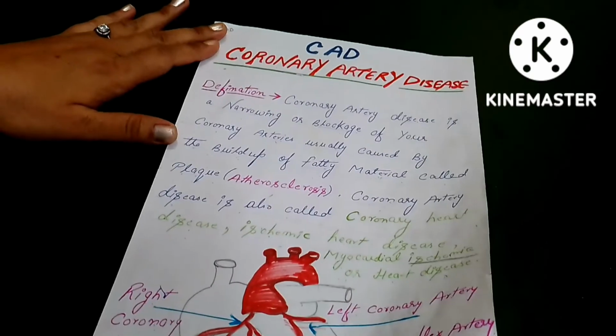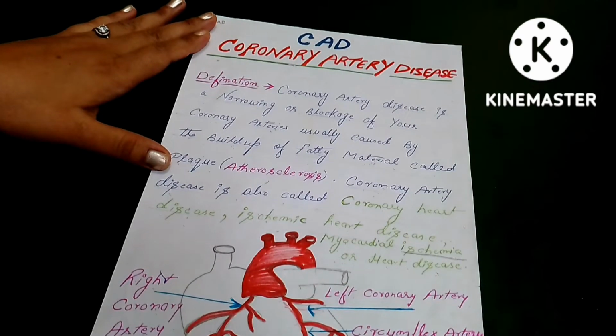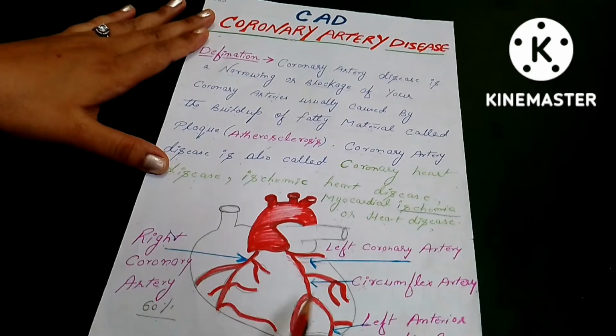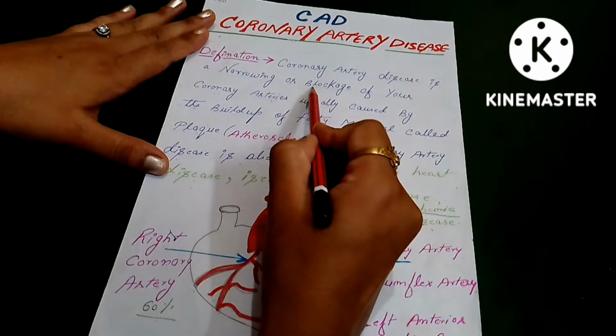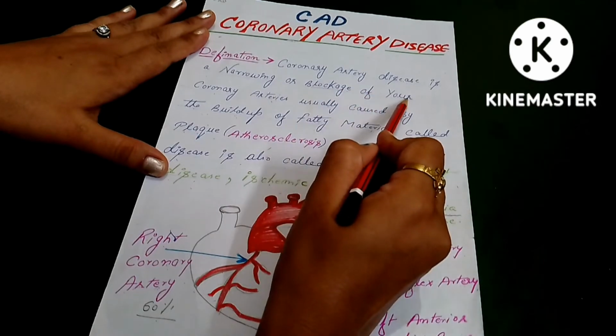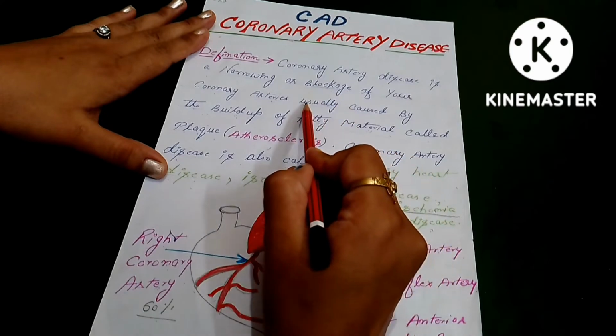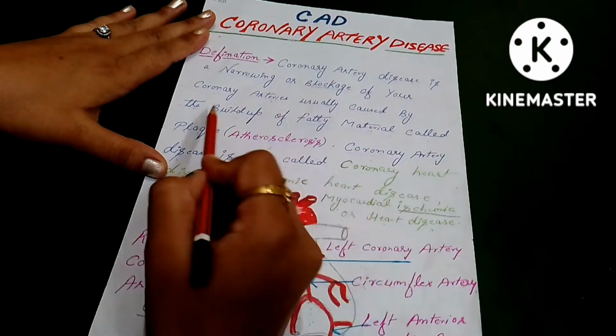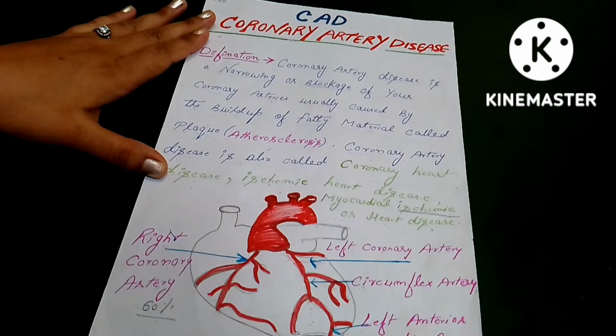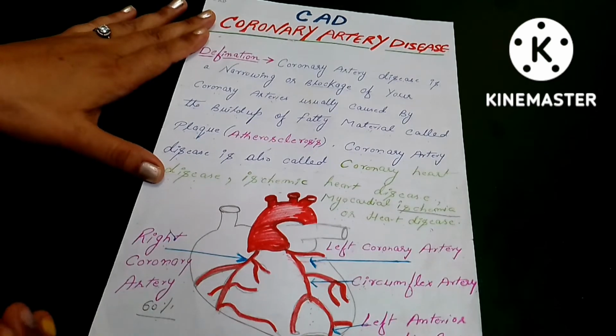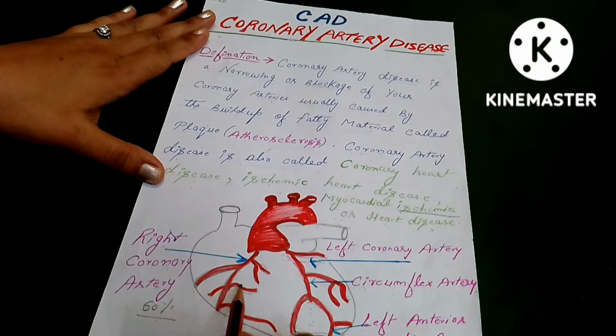So let's start with the definition. Coronary artery disease is a narrowing. It means these coronary arteries get narrow or they get blocked. Why do these coronary arteries get blocked? This is usually caused by the buildup of fatty materials. Actually, this process happens over decades. It doesn't happen initially. It takes a long time to happen.